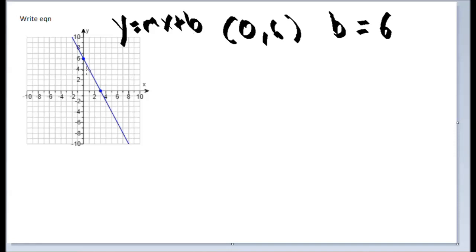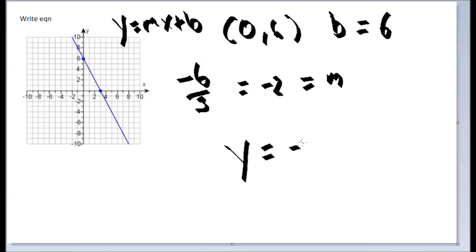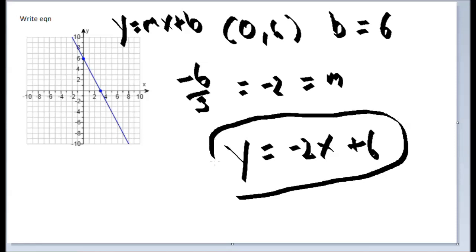That's what the 6 is, that b. The slope, if we look at it, goes down 6 and over 3. So we're going to go down 6 and over 3, which, by the way, is negative 2. And that's what m equals. You can see it goes down 2 and over 1, down 2 and over 1. So we have our pieces here. Negative 2 goes there, positive 6 goes here. y is equal to negative 2, the slope, times x plus the y-intercept of 6. And there is your answer.